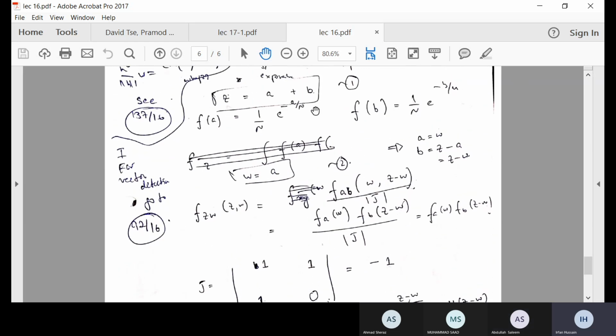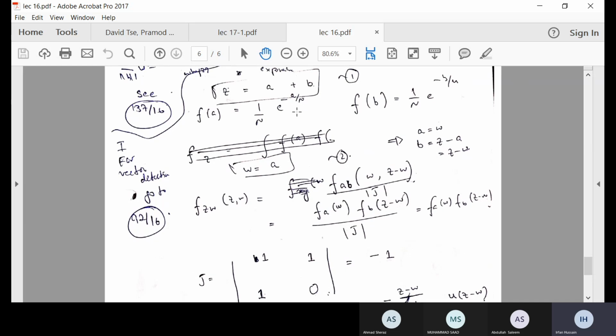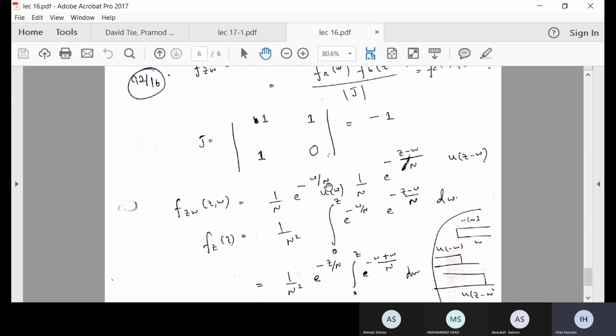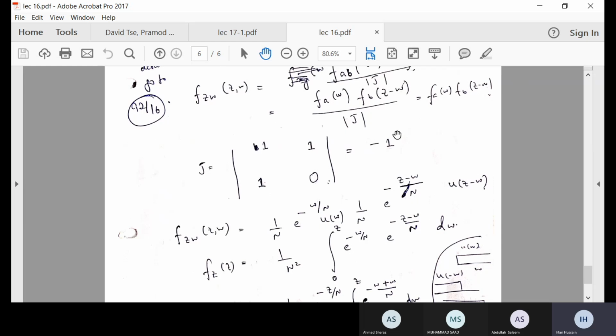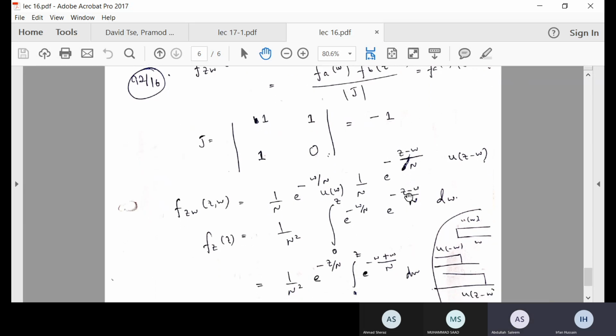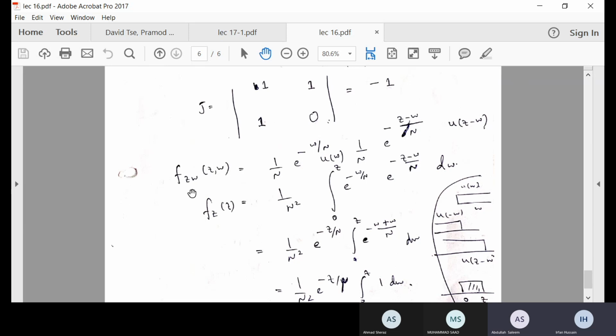Now fa(w) was just an exponential. Remember the exponential function that we studied previously from the Rayleigh distribution. It was again a unit step function, starting from 0, with this shape. So for this shape, fa(w) will become simply 1 over mu, assuming that mu is the mean, e to the minus w over mu, u of w. And then I write fb(z minus w). This will be again 1 over mu, u of z minus w, and this will become e to the minus (z minus w) over mu. So this is the joint distribution.